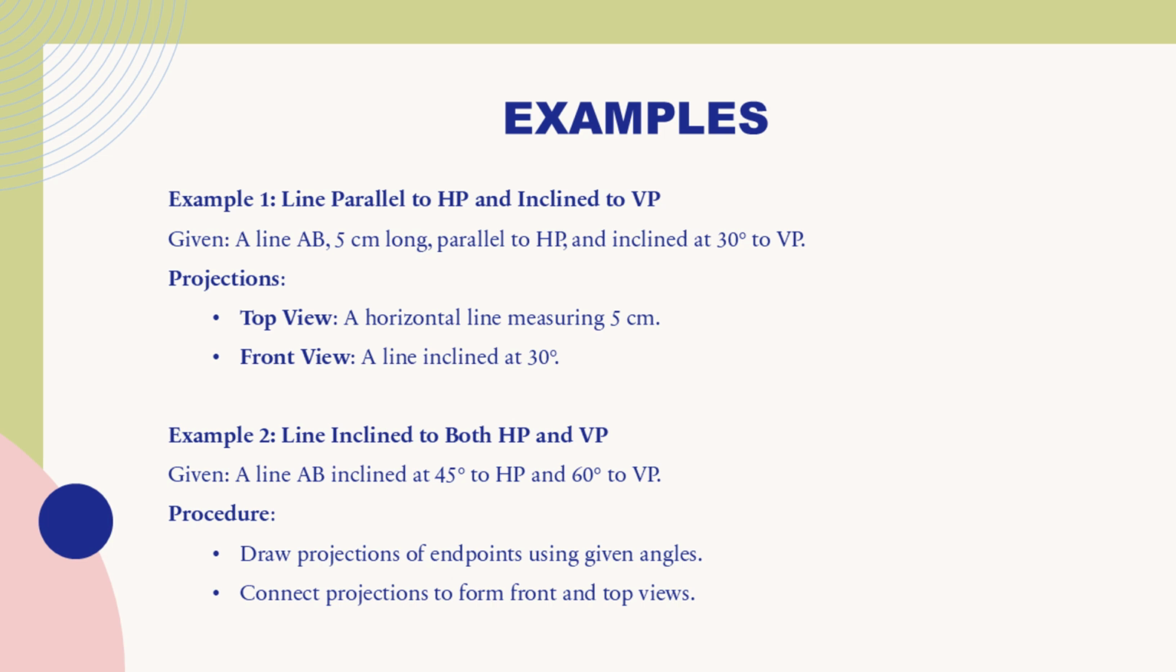the horizontal plane, HP, and inclined at 30 degrees to the vertical plane, VP. The top view shows this line as a horizontal line measuring 5 centimeters, while the front view shows it inclined at 30 degrees. In the second example, line AB is inclined at 45 degrees to the HP and 60 degrees to the VP. We begin by drawing projections of the endpoints using the given angles, then connect these projections to form the front and top views, accurately representing the spatial orientation of the line.